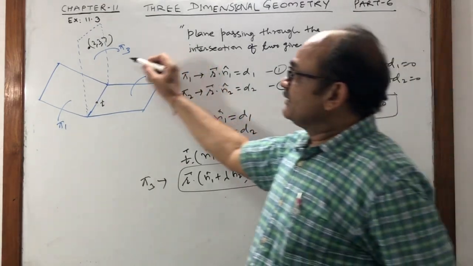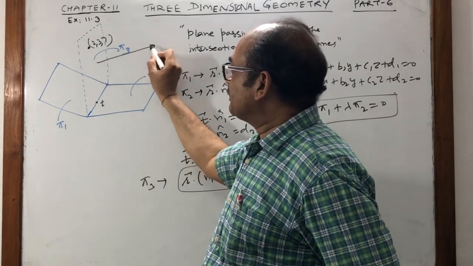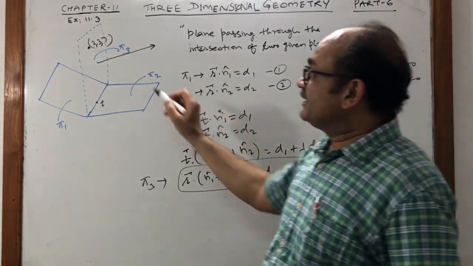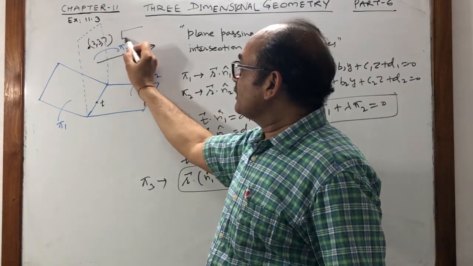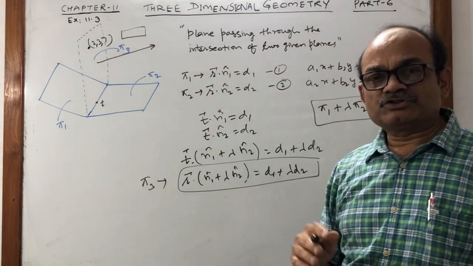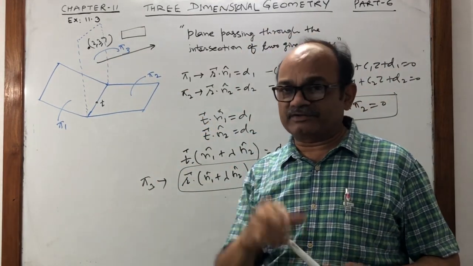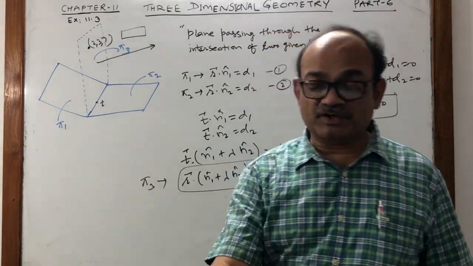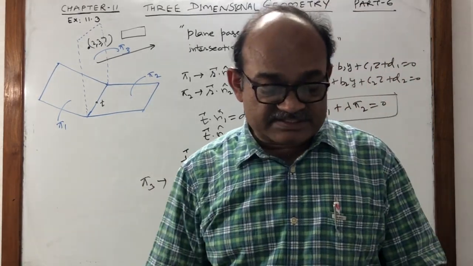Sometimes they will say that this plane is perpendicular to a particular line. One more condition: sometimes they will say the plane is perpendicular to another plane. So there are many different conditions to calculate the value of lambda. Now we start one problem from your book, sum number 9.